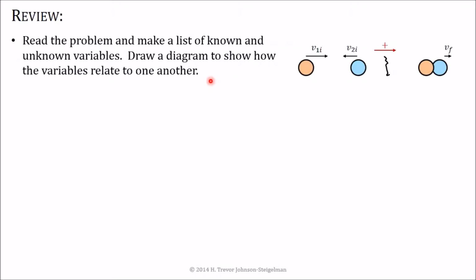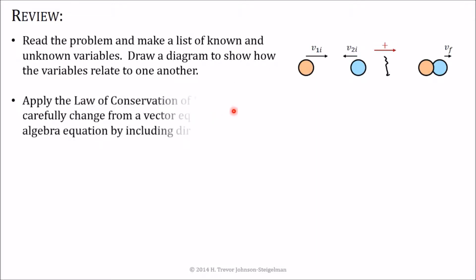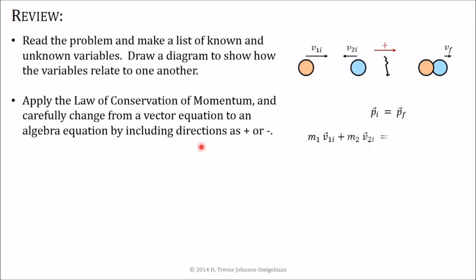So just in review, read the problem to make a list of known and unknown variables. Make sure you draw a diagram to show how those variables relate to one another, showing the specific directions if things are stuck together, and try to make a guess on the relative sizes of the speeds if you can. Then make sure you apply the law of conservation of momentum and carefully change from a vector equation into an algebra equation by including directions for plus or minus.